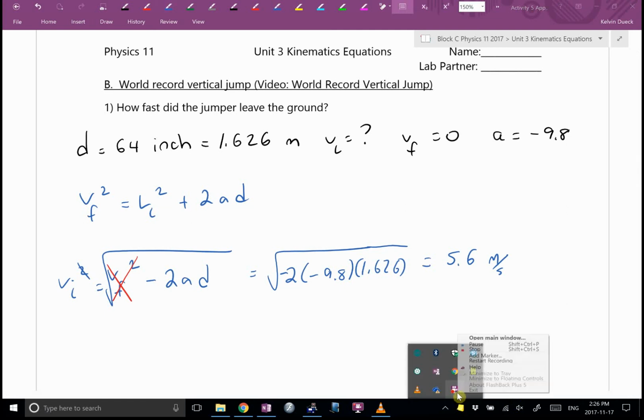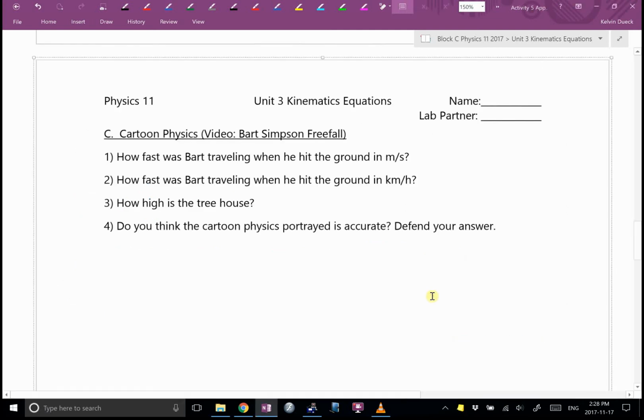Bart Simpson. Turn the page. Watch Bart Simpson. What'd you get for a time value? I didn't hear. 4.3?